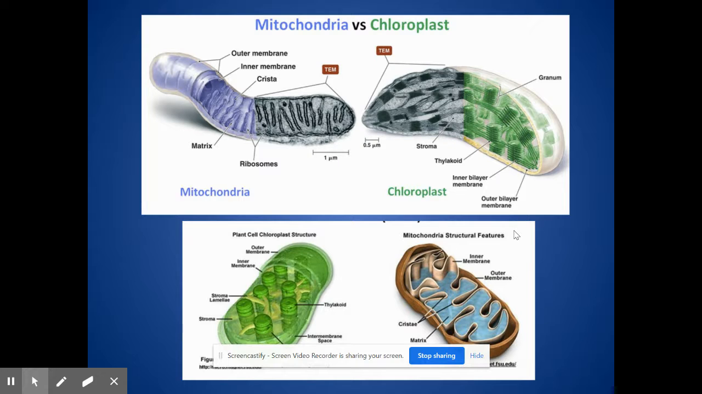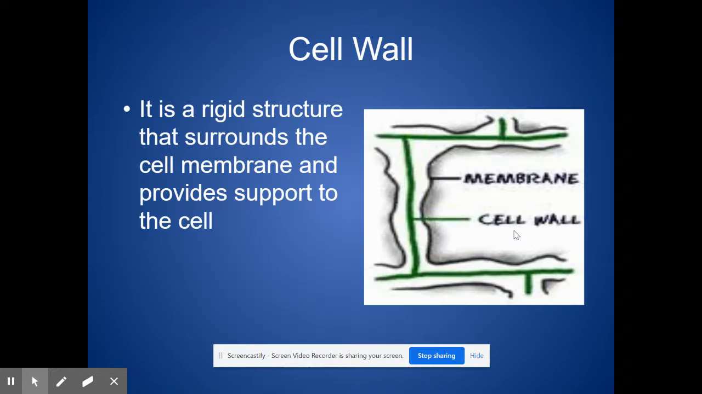So comparing mitochondria and chloroplasts, they are similar but different structures. They're roughly about the same size, but the mitochondria is the powerhouse and makes energy for plant and animal cells, and chloroplasts also make energy, but they do it from sunlight.